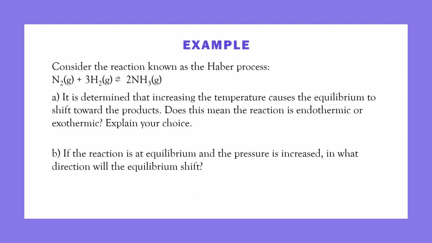Our last example, we have this reaction, which is the Haber process. Nitrogen and hydrogen react to form ammonia. It says it's determined that increasing the temperature causes the equilibrium to shift towards the products. Does this mean the reaction is endothermic or exothermic? And explain. So increasing temperature, it will always shift away from the heat.